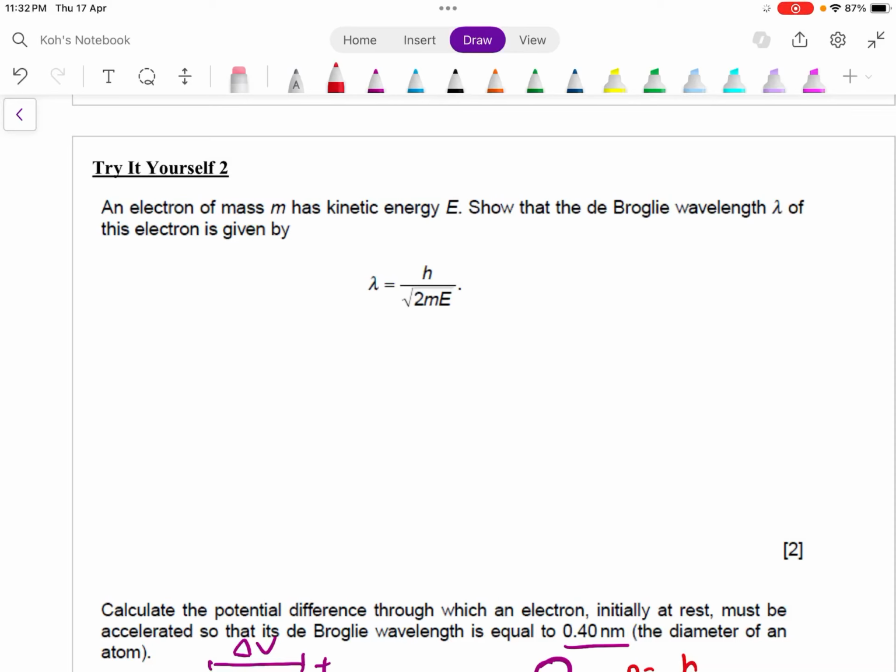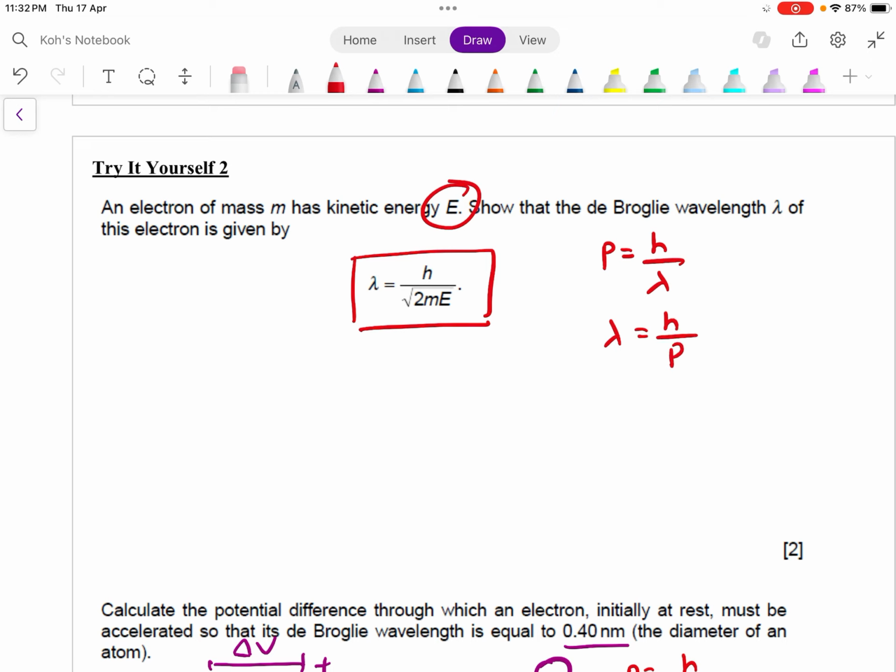Alright, so let's go through the trial of 2. An electron of mass m has a kinetic energy of E. Show that the de Broglie wavelength lambda of this electron is given to be as such. Okay, so first thing, always go back to p equals h over lambda. So of course, I make lambda the subject. I will get h over p.